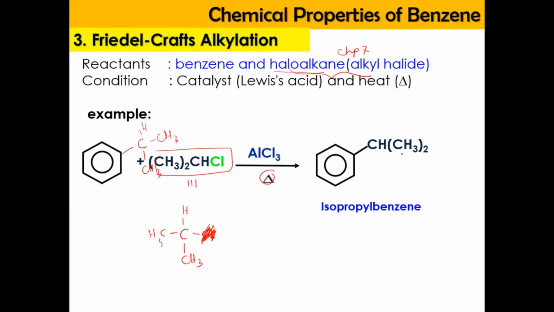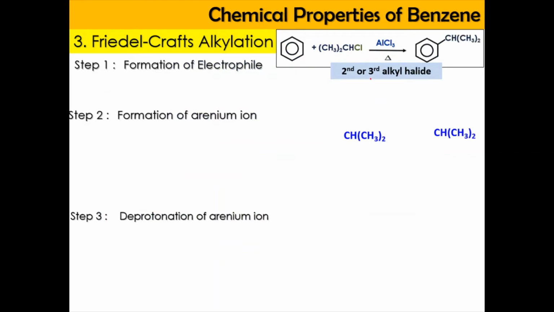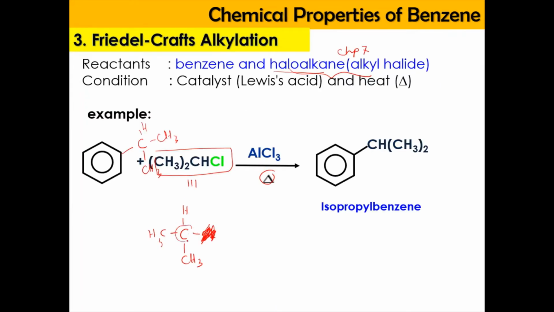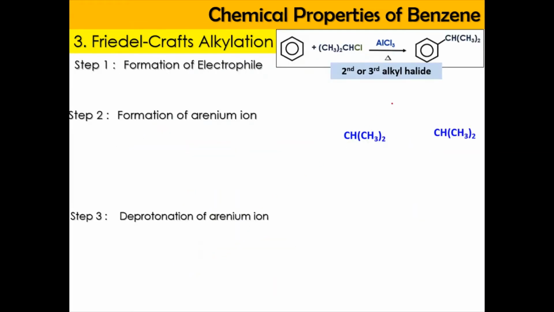Okay, so now let us look into the mechanism. For the Friedel alkylation, as I drew here, this is going to be the secondary haloalkane, because it is attached with chlorine, and then it has 1, 2, so 2 alkyl groups, so it's going to be a secondary haloalkane. Halo comes from the halogen, and alkane is still an alkane, but just attached with the halogen. So when it is attached with 2 alkyl groups, it's a secondary haloalkane. So this reaction is for secondary or tertiary alkyl halide or haloalkane.